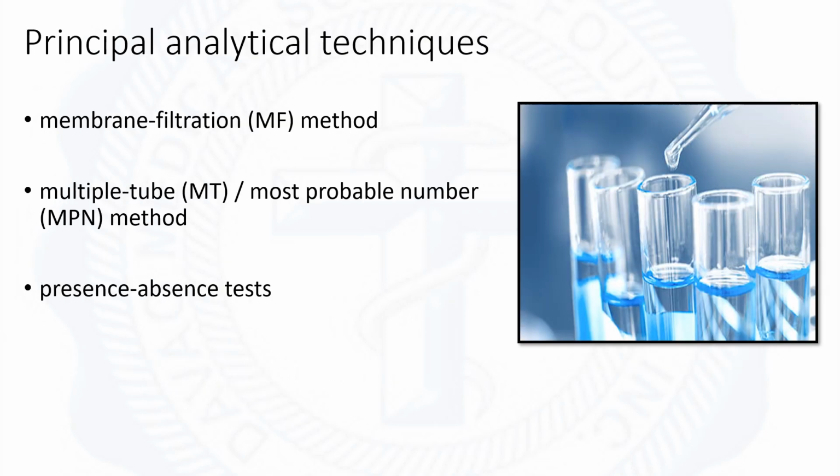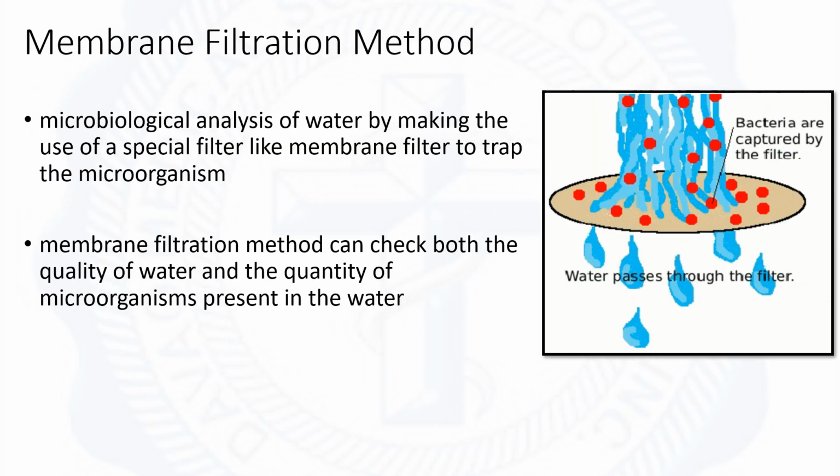Now let's discuss the analytical techniques used for water analysis. The principal methods used in the isolation of indicator organisms from water are the membrane filtration technique, the multiple tube technique, and the presence-absence test. The membrane filtration method can be defined as the process of microbiological analysis of water by making use of a special filter-like membrane to trap microorganisms. This is a very effective method for the isolation and enumeration of microorganisms in the test water sample. By knowing the quantity of microbial mass, the quality of water can also be determined.